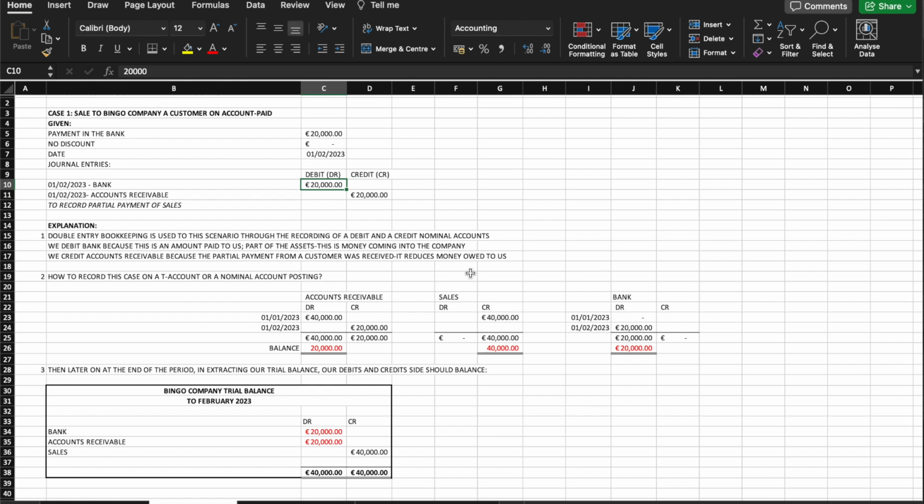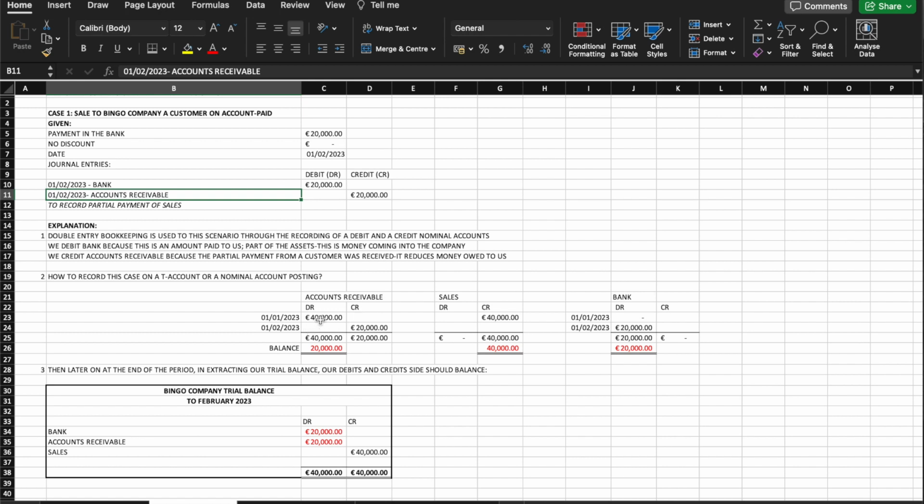So the customer doesn't owe us 20,000 anymore. So it has to be deducted from their account through accounts receivable being on the credit side to reduce the customer's receivable. And that's the understanding there. To digest it further in each respective account, this is to show you the T account or nominal account posting on how it was posted per account when we did these journal entries.